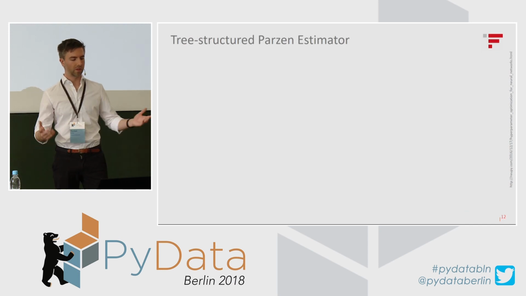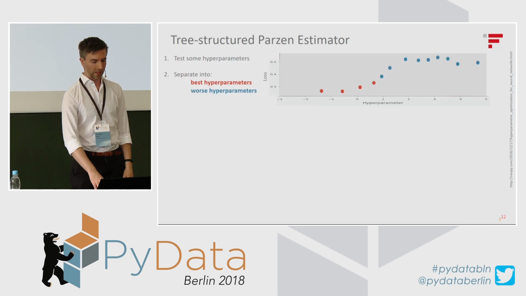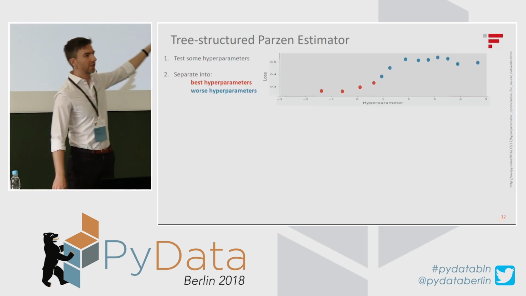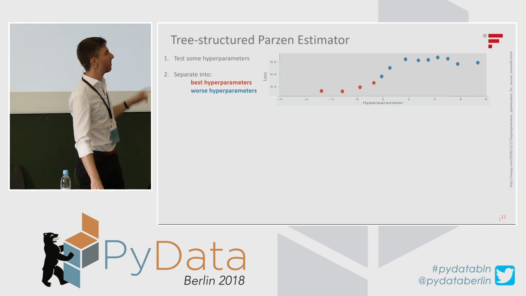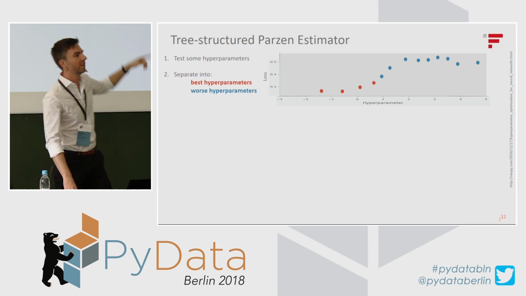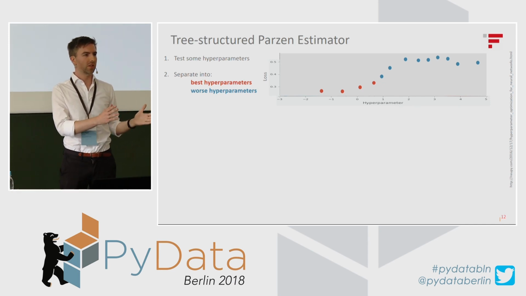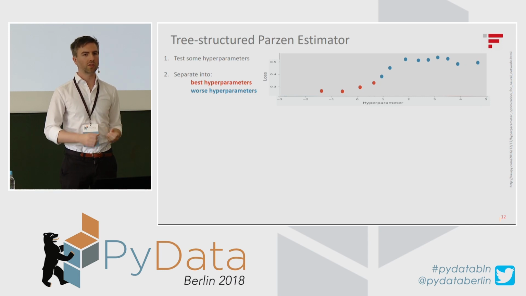Finally, how does the tree structure Parzen estimator work? Again, a simplified example. From an initial set of hyperparameters that you test and the model performance, in this example we're minimizing, we have a loss that we want to minimize. We're separating between the best ones, the best 20% in this example, and the rest. So we create 2 classes, the red ones and the blue ones. We want to find new hyperparameters that will end up in the red group.